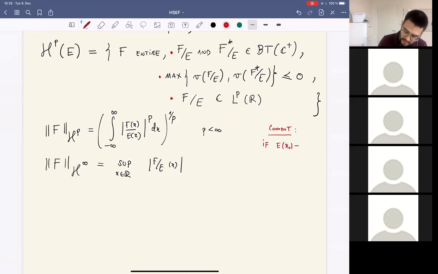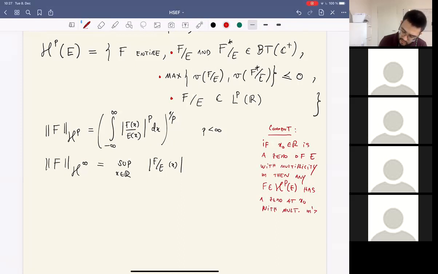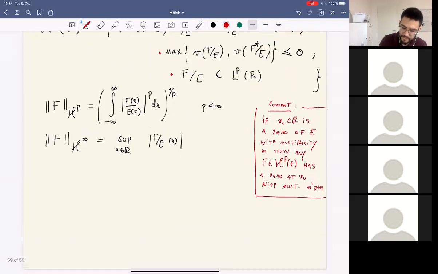So if E(x_0) is zero, so if x_0 is a zero of E with multiplicity m, then any F in H^p(E) has a zero at the point with multiplicity m' greater than or equal to m. Okay. So this is the de Branges space.